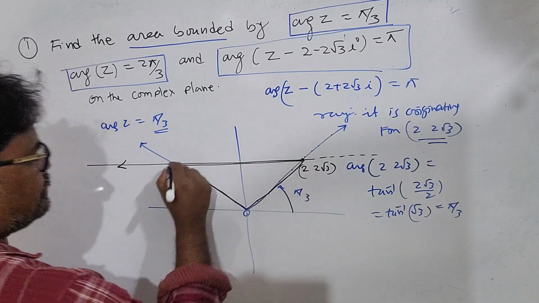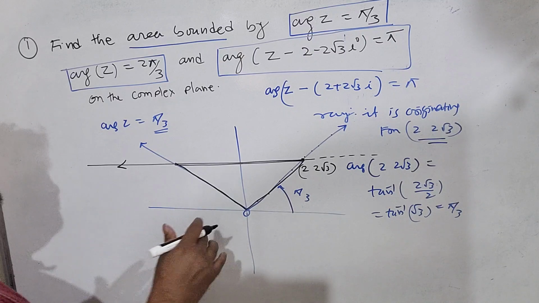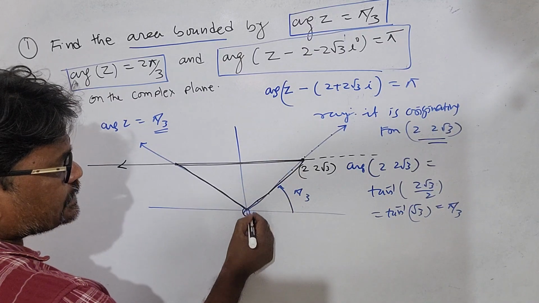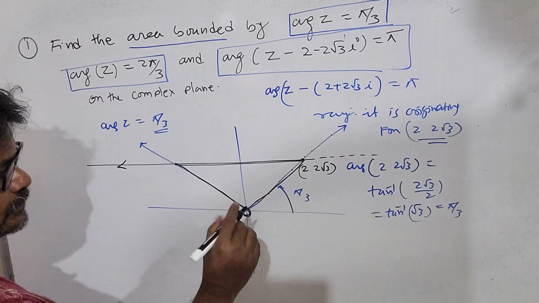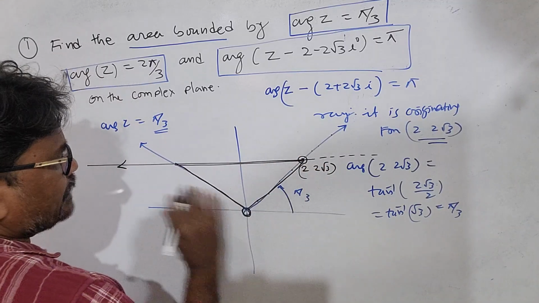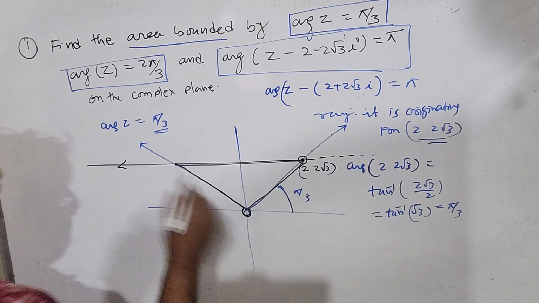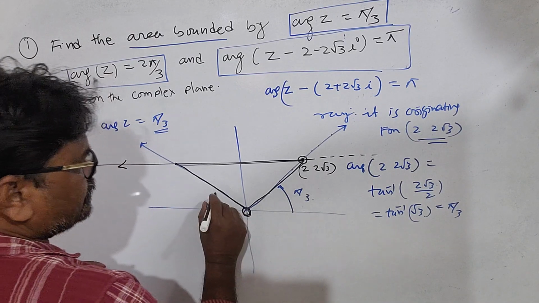this triangle. Mind it, whenever argument of z represents a ray, the originating point is not included, okay, that you don't have to take care over here. This is simply a triangle formed by these three loci, these three rays. We have to find out the area. This is 60 degree, this is 120 degree.